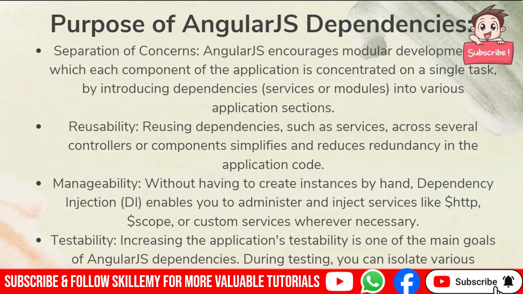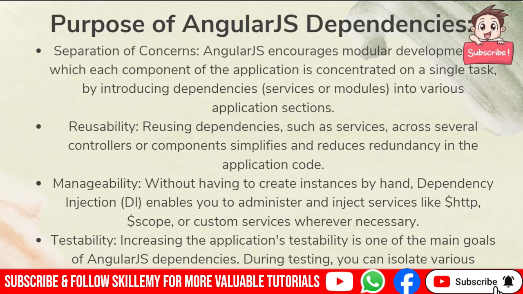Separation of concerns. AngularJS encourages modular development in which each component of the application is concentrated on a single task, by introducing dependencies, services, or modules into various application sections. Reusability. Reusing dependencies such as services across several controllers or components simplifies and reduces redundancy in the application code. Manageability. Without having to create instances by hand, dependency injection (DI) enables you to administer and inject services like $http, $scope, or custom services wherever it is necessary.